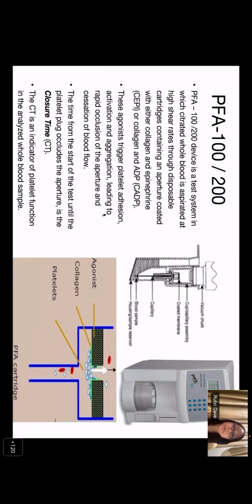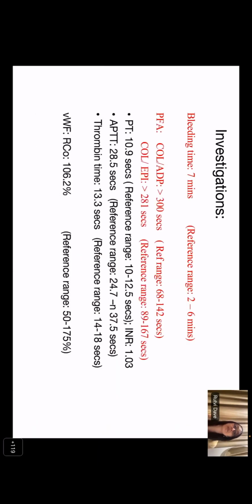Is this clear? Yes. So basically, PFA 200 is also a screening test for primary hemostasis, but the major disadvantage of PFA is that it needs a proprietary instrument and it is extremely costly. So in a developing country like ours, it may not be a feasible screening test for primary hemostasis.